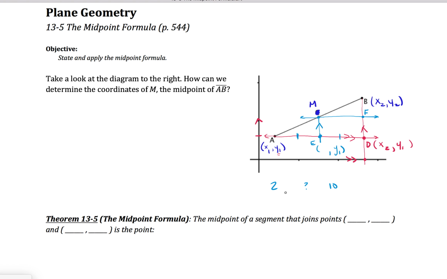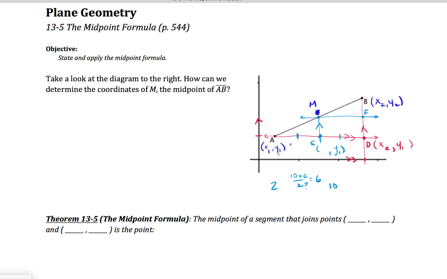Well, that would be the average of 2 and 10. Because if we want to find something that's right in the middle between two numbers, really what we do is find the average. Well, that would be 10 plus 2 divided by 2, or 6. 6 would be right in the middle of 2 and 10.